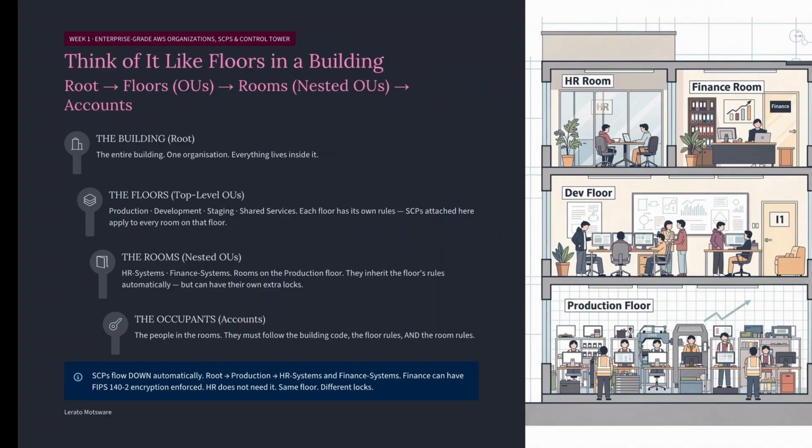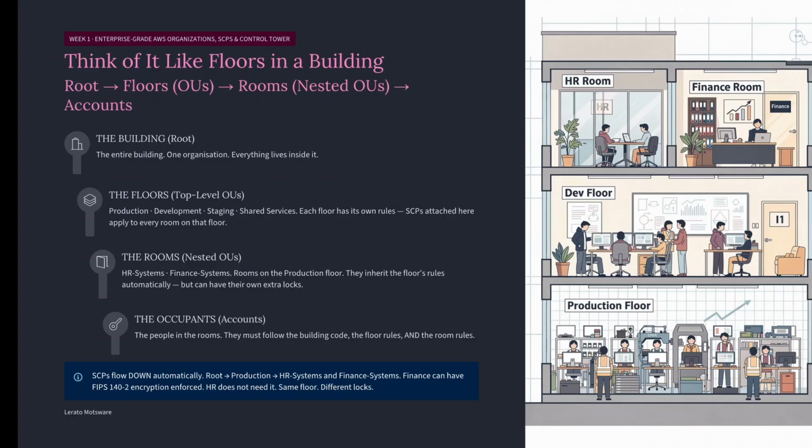Think of it like floors in a building. The root is the building itself. Production, development, staging, shared services. Those are the floors. HR-systems and finance systems. Those are rooms on the production floor. They inherit the floor's rules, but they can also have their own locks on the door.